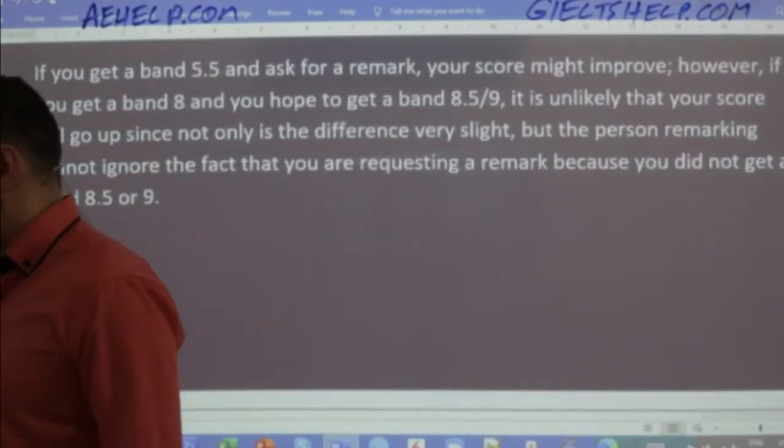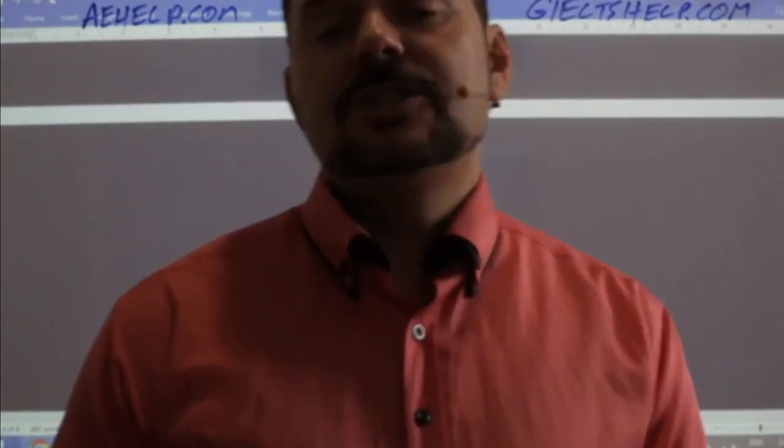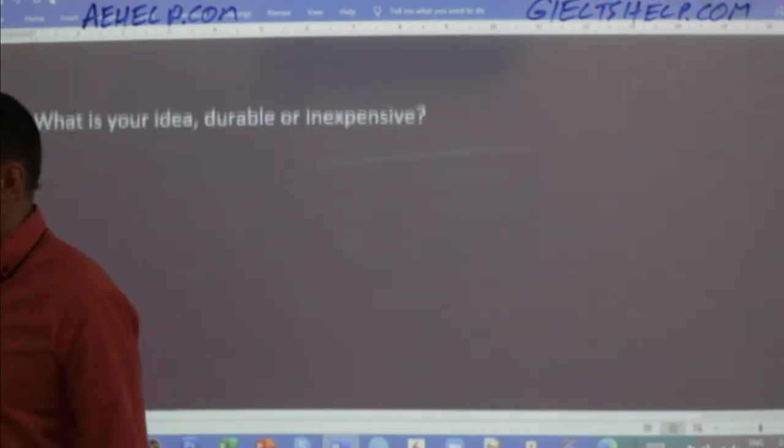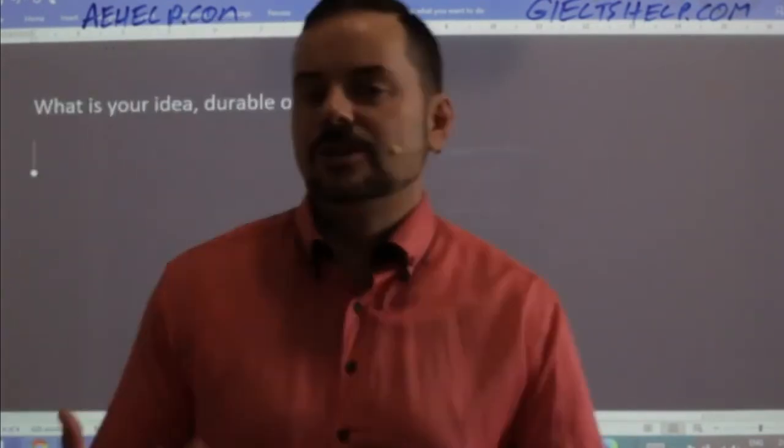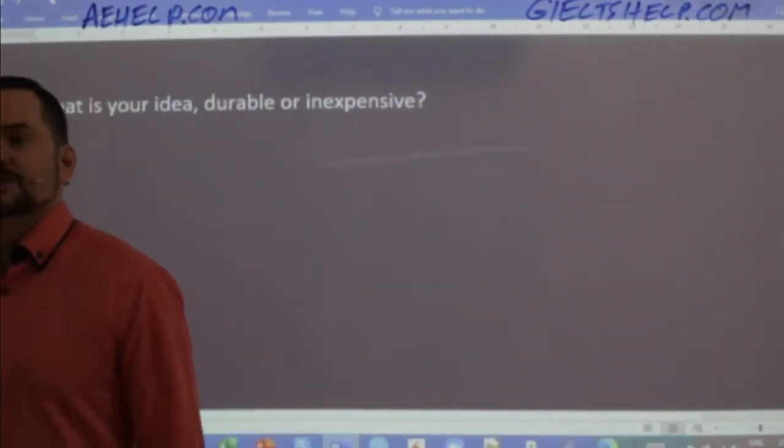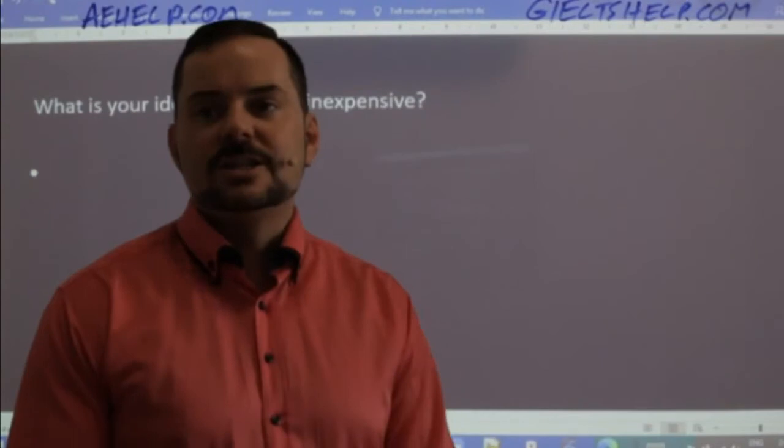Okay, so let's jump through the planning for now, and let's start to formulate a thesis right away, okay? So first of all, what is your idea? Durable or inexpensive? Okay, what do you think? What is better, just generally speaking? Again, don't sit on the fence. What do you think is better, generally speaking? Is it better to have products which are durable, or is it better to have products which are inexpensive?